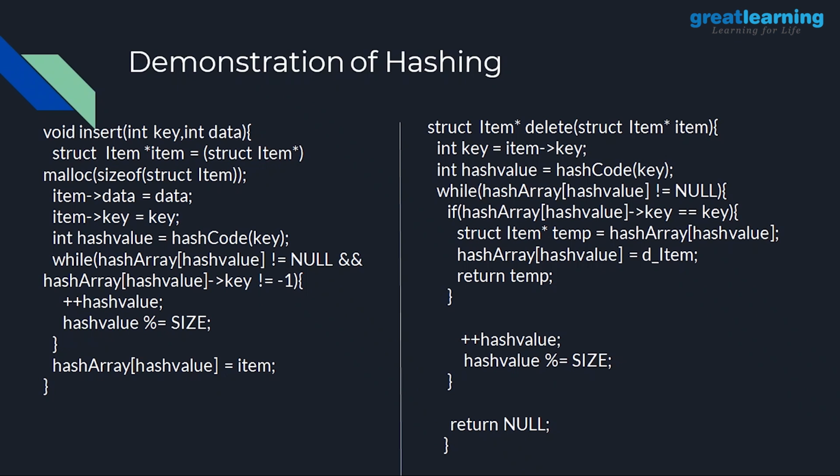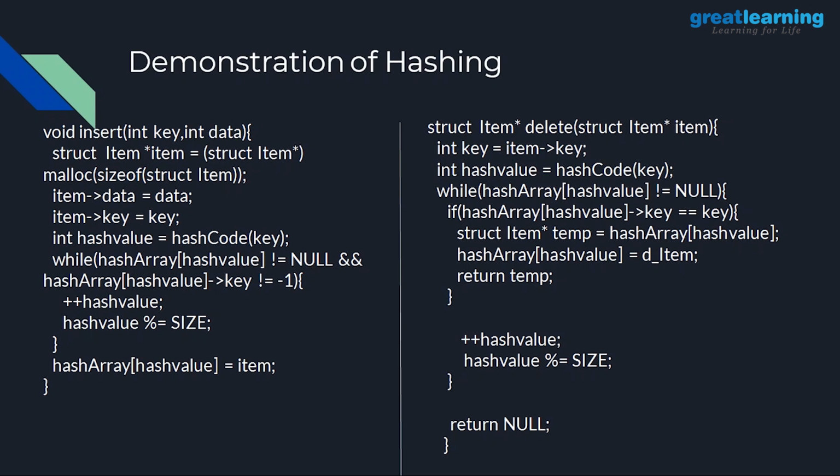You see, in the while loop I have used two conditions. First, I am checking that this should not be null, that is the hash value that I got should not be present already in it, and the second, that its key is equal to -1. So you got the point, right? How we're trying to insert elements into the hash table.